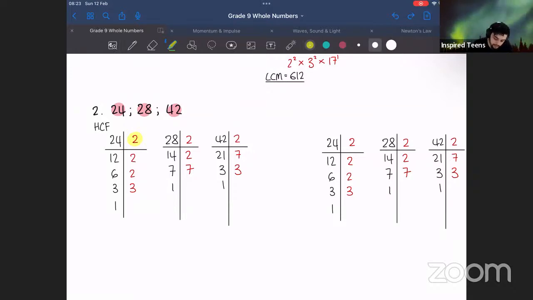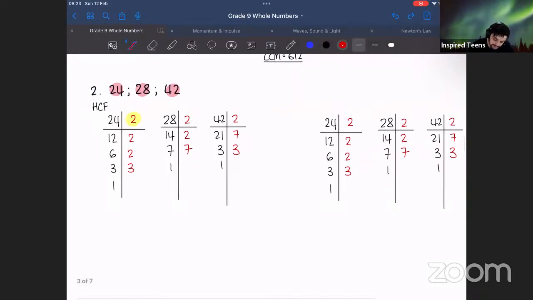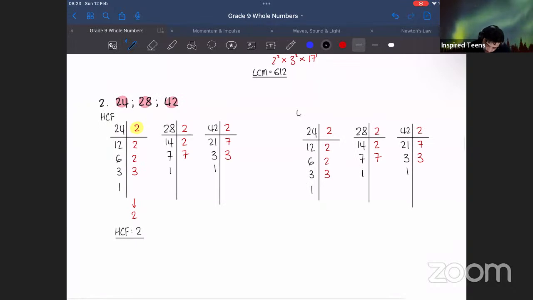Okay, so remember, you take your common factors and you multiply them. In this case, it's only 2. So therefore, my HCF is actually just 2. Okay, let's move on to LCM.